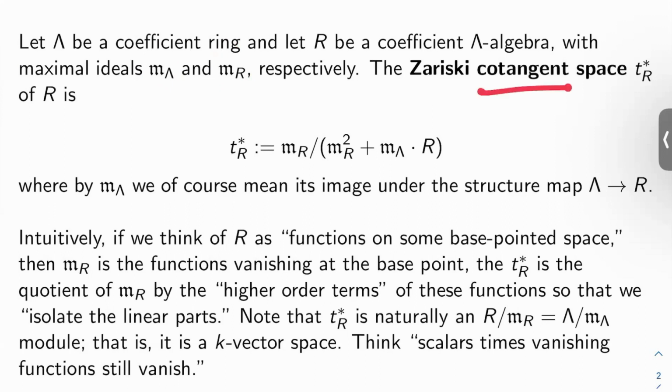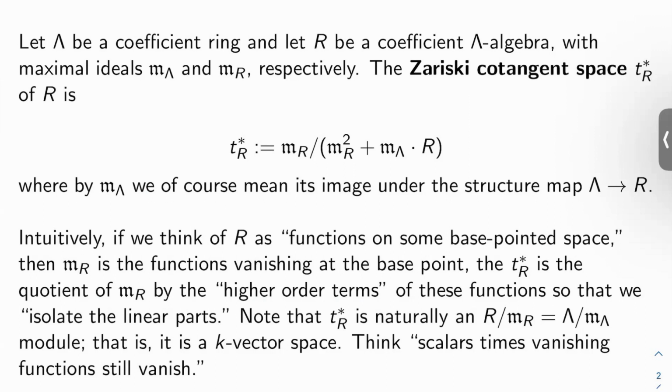The Zariski cotangent space T star R is the maximal ideal M sub R mod its square plus M lambda times R. And what do I mean by M lambda? I, of course, mean its image under the structure map from lambda to R because R is a lambda algebra. Okay. Intuitively, I think of R here as functions on some base pointed space, and then MR is the functions vanishing at the base point. So then T star R is the quotient of MR by the higher order terms of these functions. That is, we're linearizing. We're isolating the linear parts like derivatives should do, like tangent spaces should do.